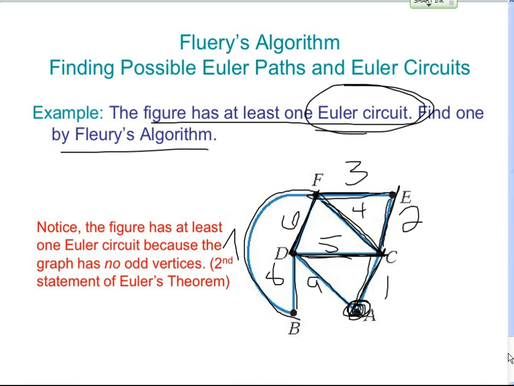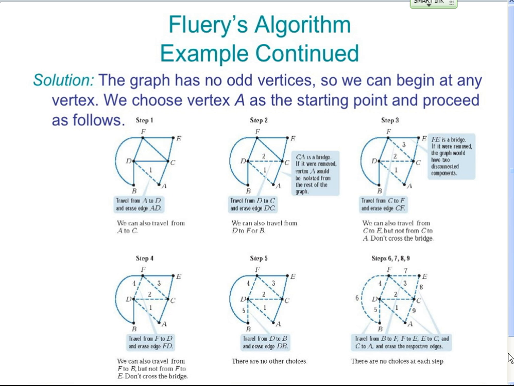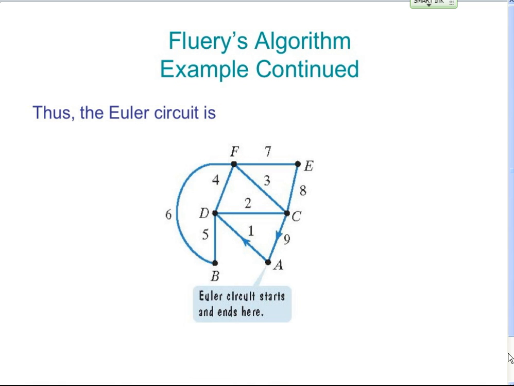In an Euler circuit, you have to start and end at the same place. This is one example of an Euler circuit. They didn't do the same thing I did. It doesn't matter. As long as you start and end at the same place and you only go over each edge once, you're fine.